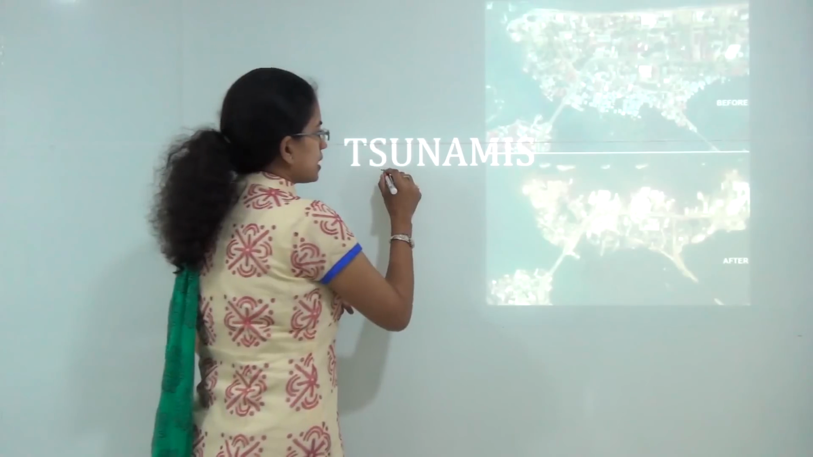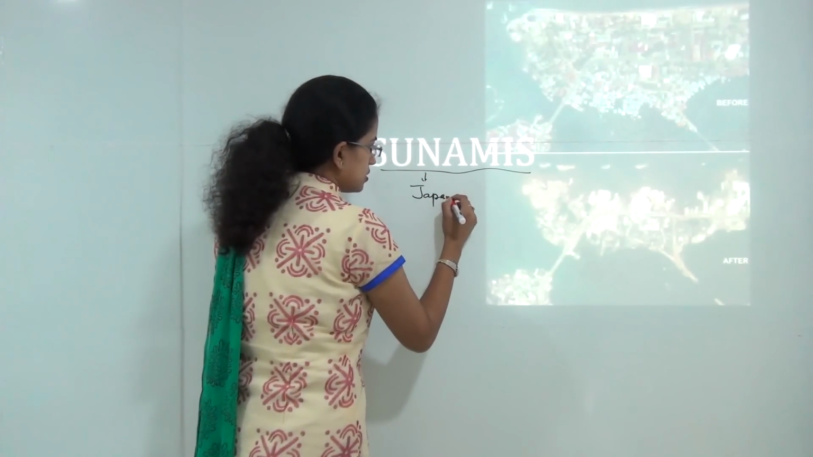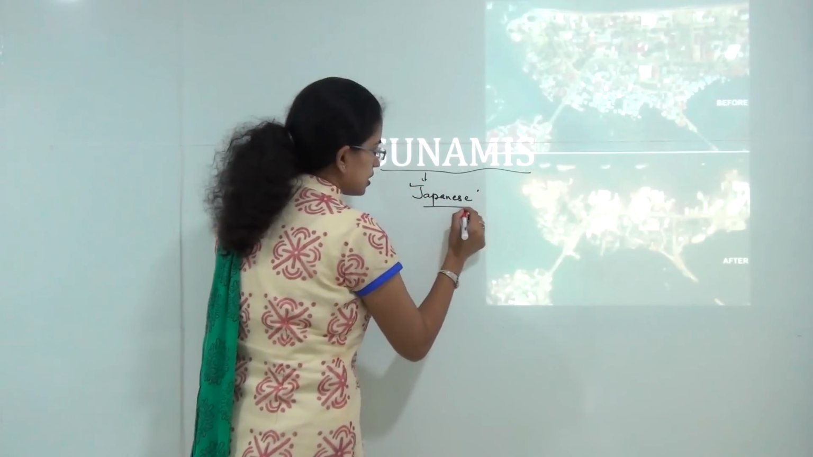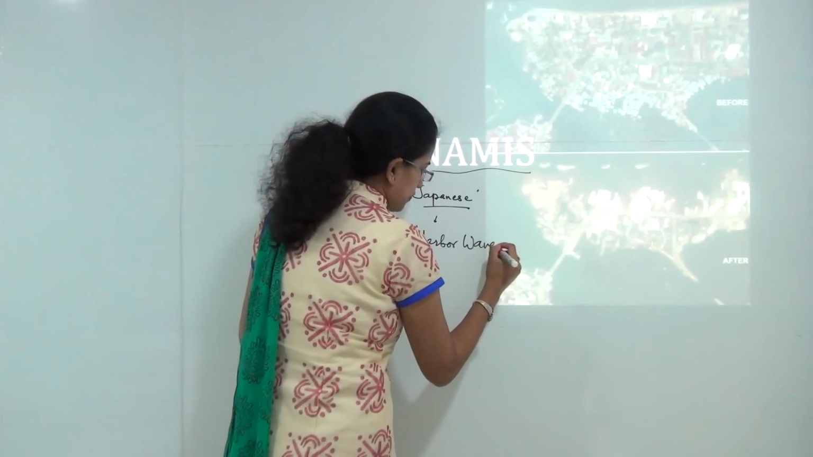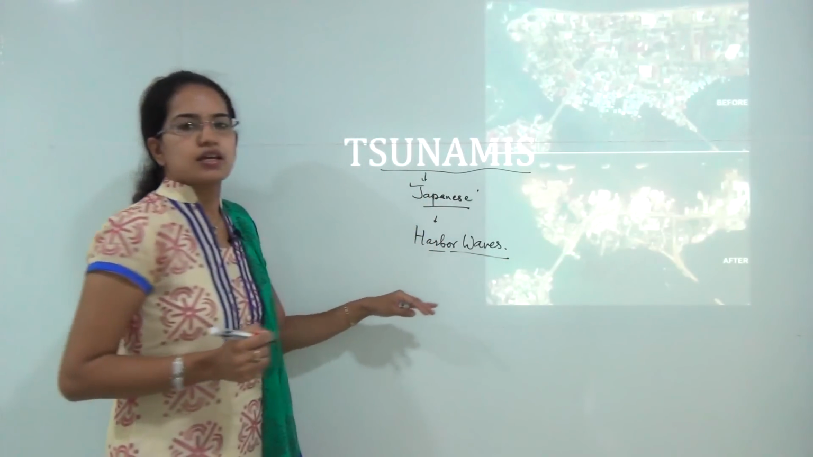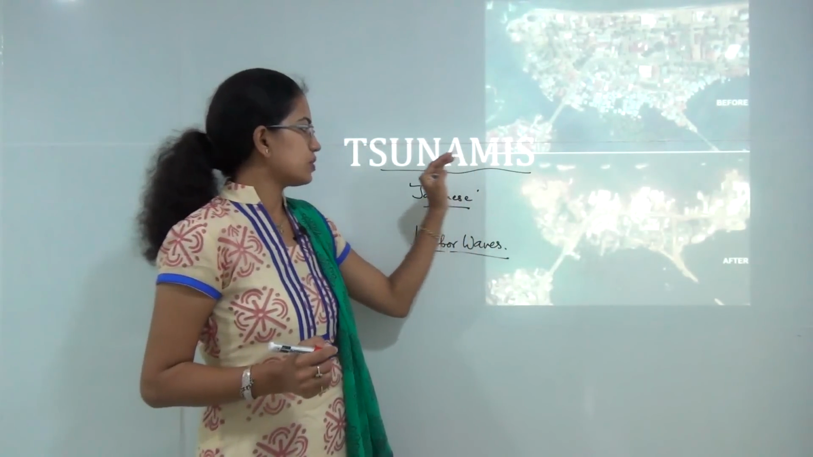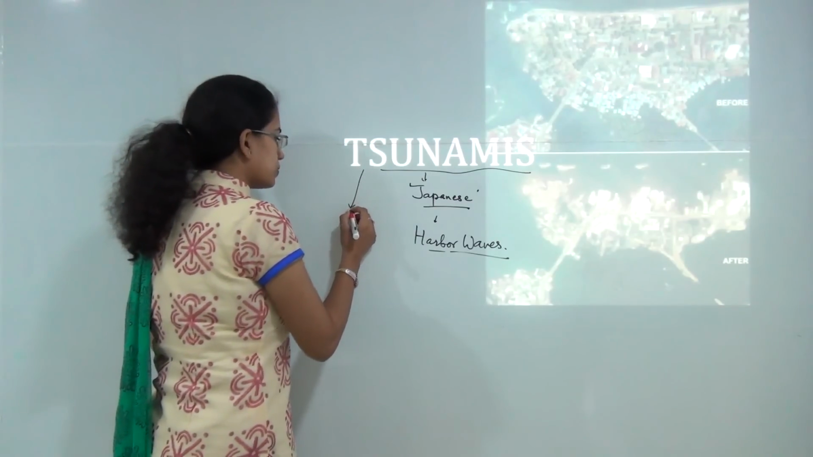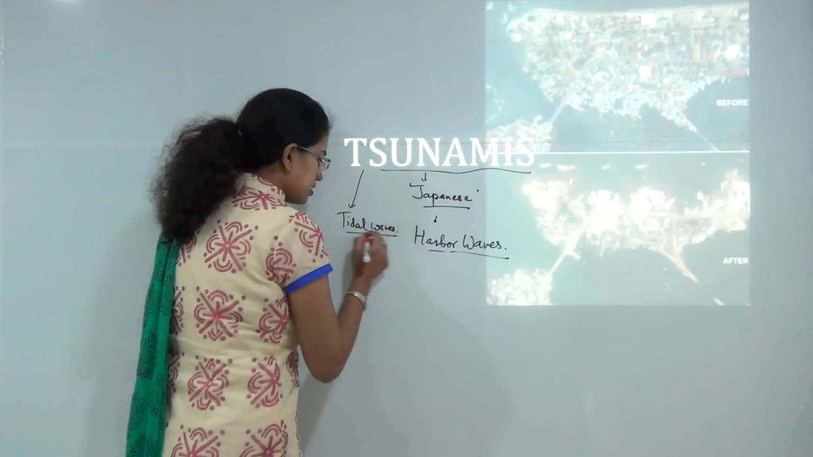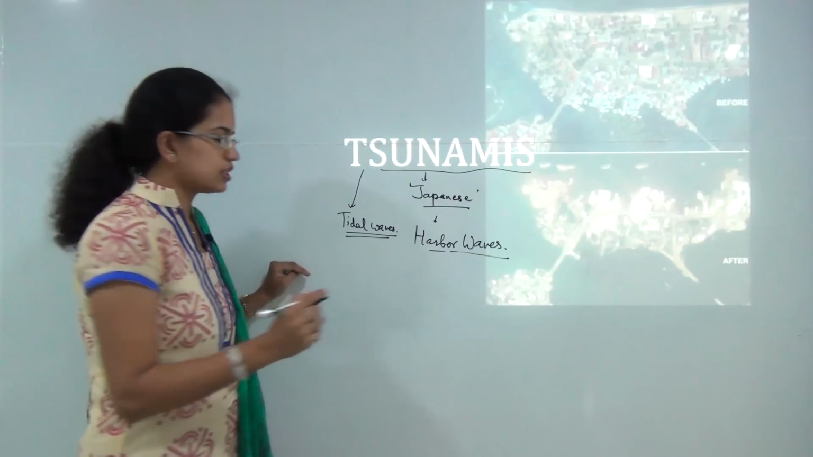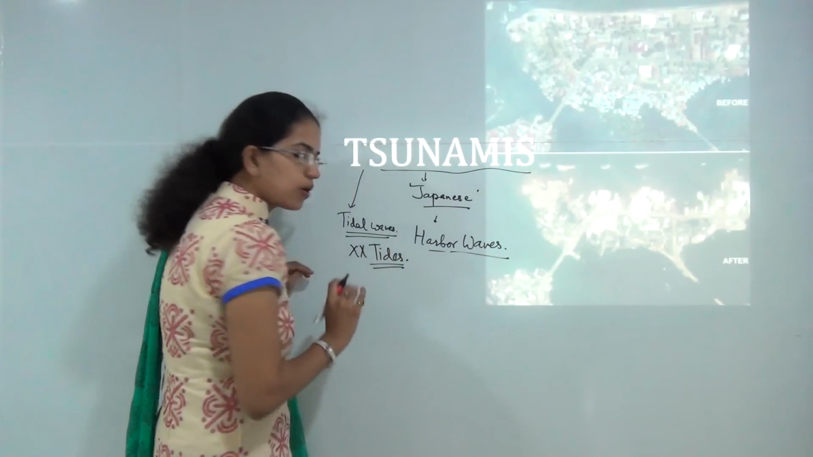Now the word tsunami itself is derived from a Japanese word that means harbor waves. The waves that touch the harbor are known as tsunamis in the Japanese language. Now, the interesting thing to note about tsunamis is it was previously known as tidal waves. However, these tsunamis are not caused due to tides. So the most important thing to remember here is they are not caused due to tides.